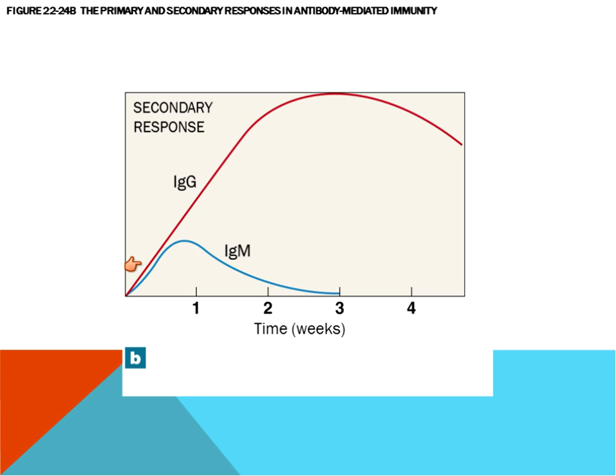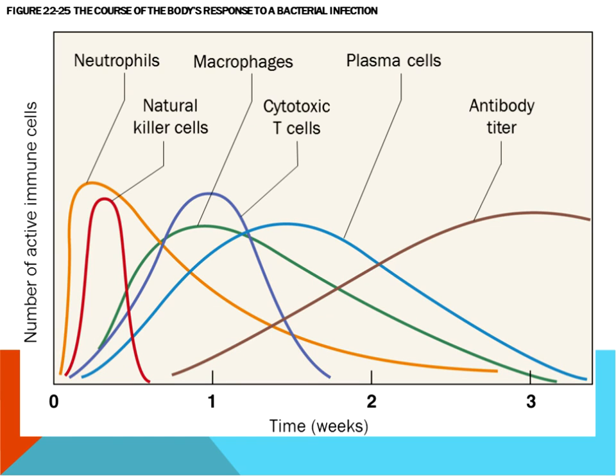So we are able to see for the secondary response that not only does IgG now become the first antibody on the scene to deal with the infection, which is different than we saw from the primary response, but we also see that you have a much longer exposure of the antibody to the antigen for a longer period of time. So that's what we mean by a prolonged, more extensive exposure or immune response.